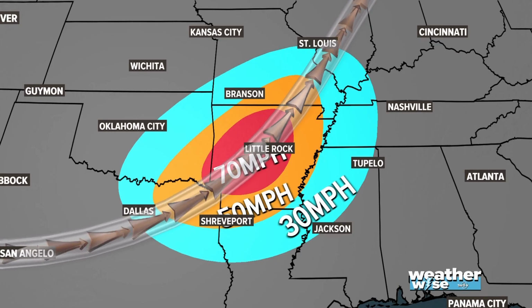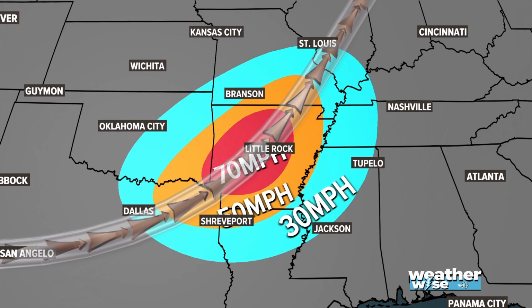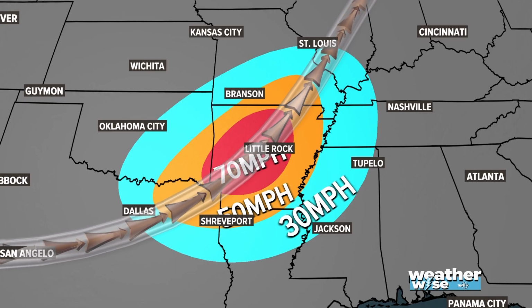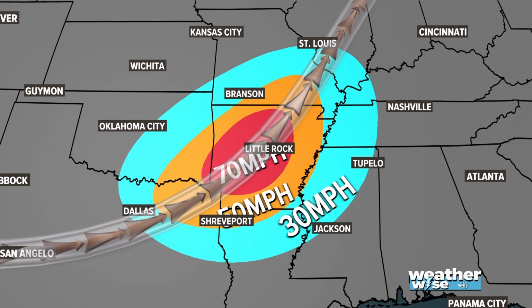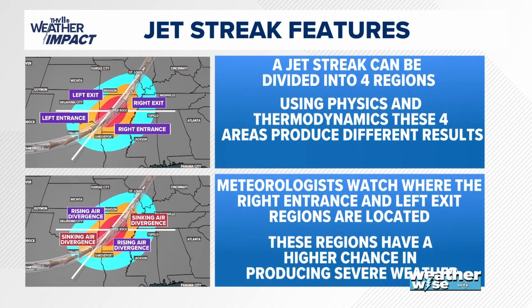Within the jet stream, there's actually a core of higher winds. So with this example, we have the highest core winds right over central Arkansas, right over Little Rock, and you see it goes from 30 to 50 to 70 miles per hour. Examining this core and actually cutting it up into different sections will tell us another story on where severe weather potential could exist. So with this jet streak, when we divide it into 4 regions, we have the right exit, the right entrance, the left entrance, and the left exit.